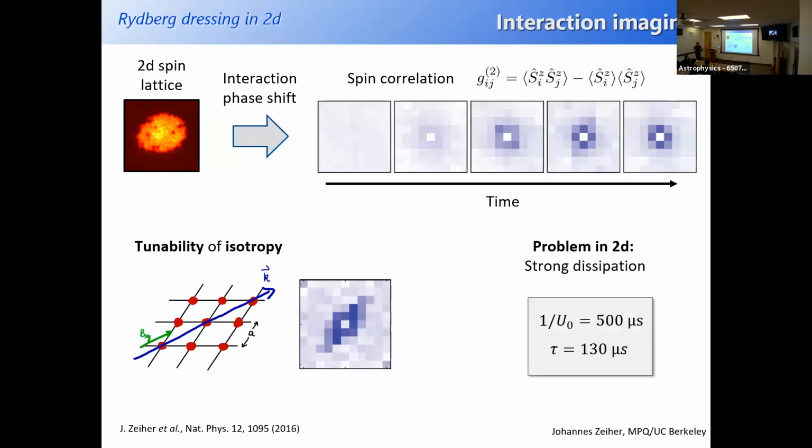But there's a problem in 2D, and the problem is we have much stronger dissipation than what we think. The timescale associated with the inverse interaction is like 500 microseconds, whereas the coherence time we see is only 130 microseconds. We think there is some Rydberg physics that's not well understood yet that smooths out those coherence times. So this is a big open question. I think 1D seems to work quite well, but in 2D there are still some open issues.